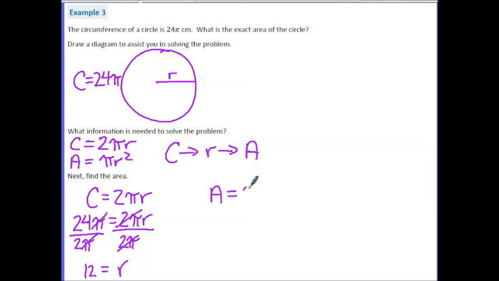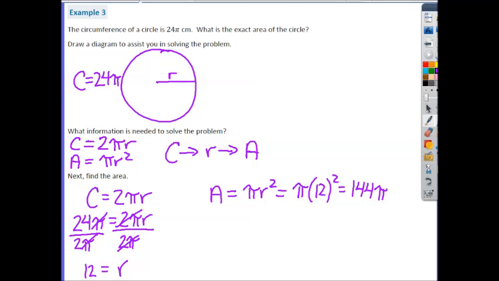So area is equal to pi r squared. And we're going to substitute r with what we just found r to be, 12. 12 squared is 144 pi. Now notice, they didn't say in terms of pi for the answer, but they said, what's the exact area of the circle? The exact area of the circle is always in terms of pi. So my final answer here is going to be 144 pi centimeters squared.